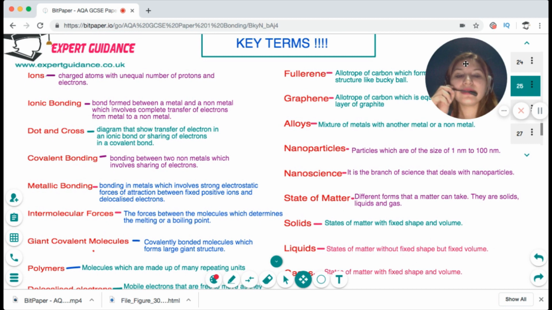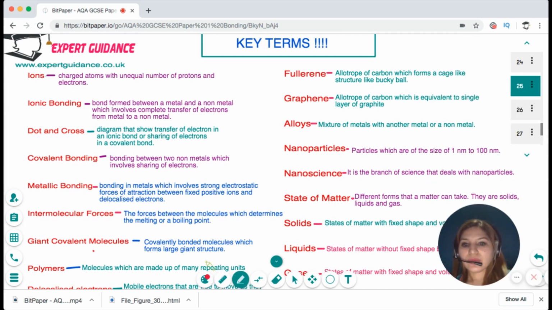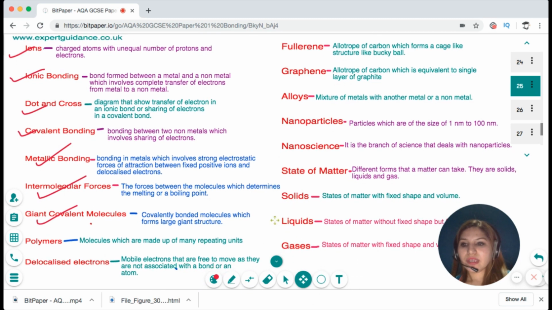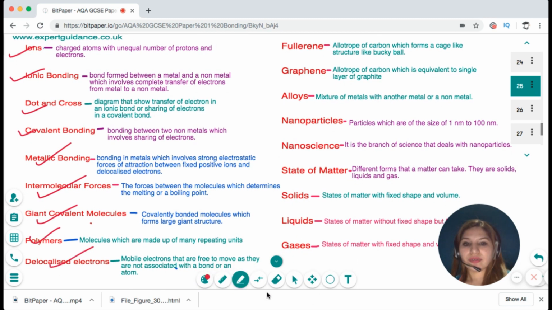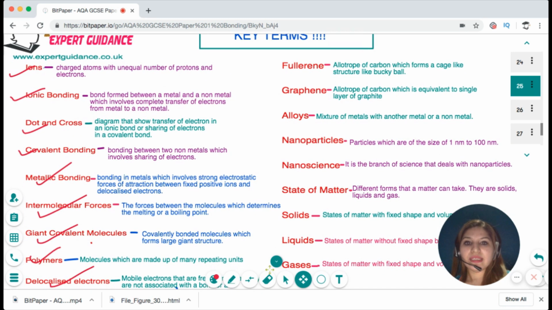Okay, so now let us revise the key terms that we did in this topic. We talked about ions, ionic bonding, dot and cross, covalent bonding, metallic bonding, intermolecular forces, giant covalent molecules, polymers, delocalized electrons, fullerene, graphene, alloys, nanoparticles, nanoscience, states of matter, solids, liquids, and gases.